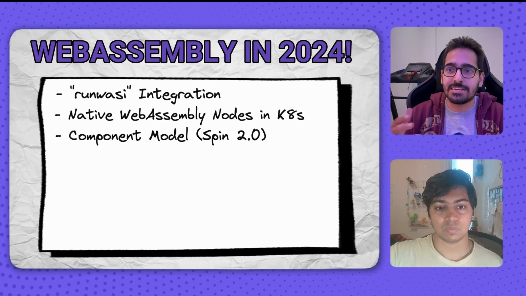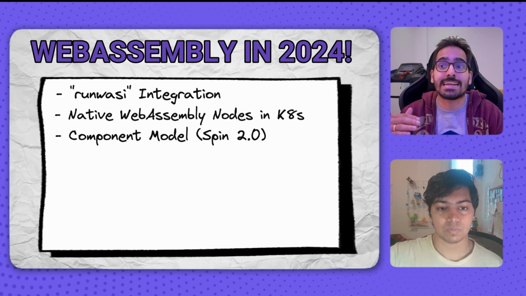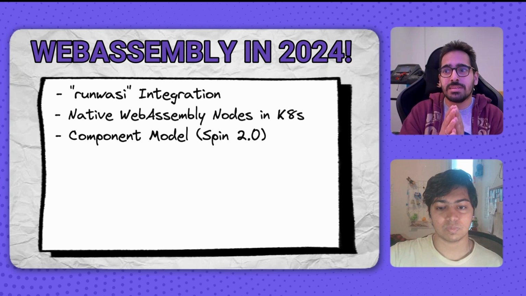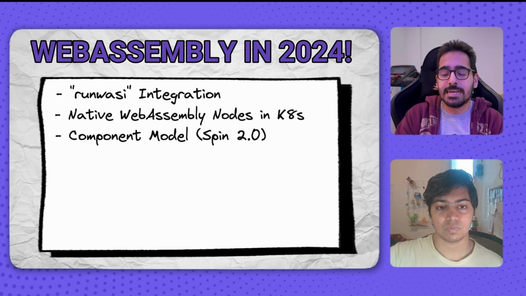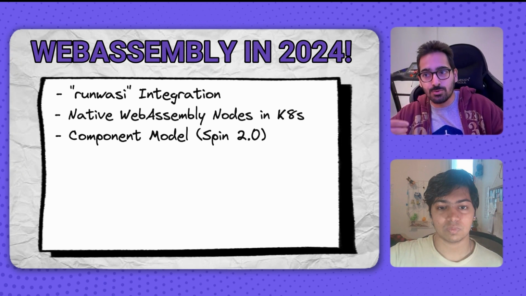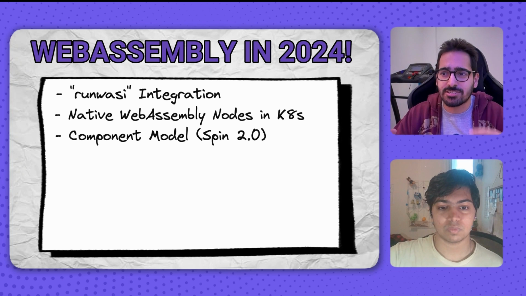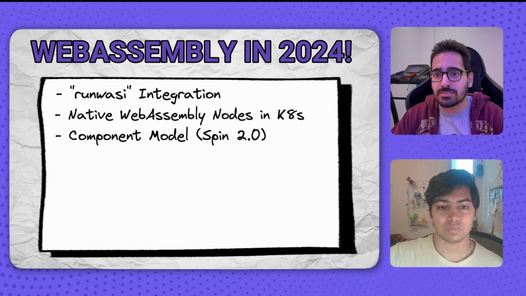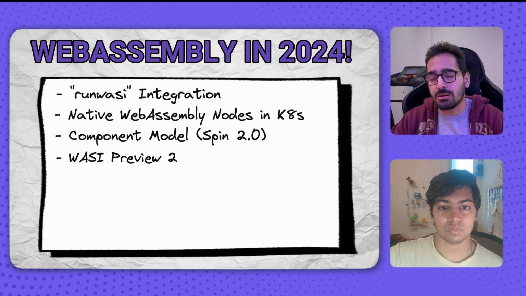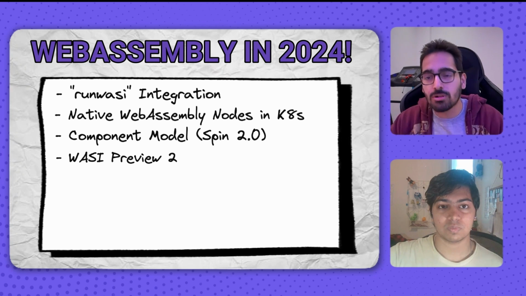We have seen in Spin 2.0 how the component model has matured, and we keep on seeing it getting more widely adopted. It simply means you'll be able to use the library that you love in one language, imported and used in another language, reducing duplication and improving the efficiency and reusability of components. Then WASI Preview 2, we will also see incremental networking support and more system calls in that.